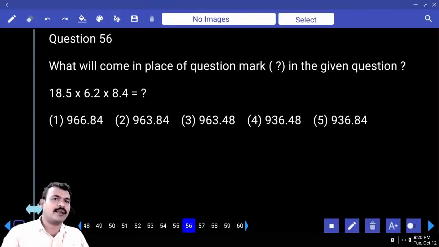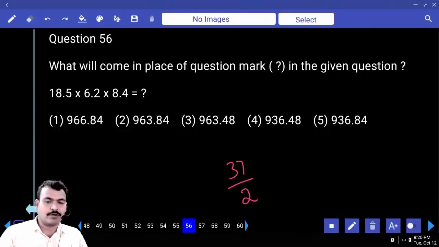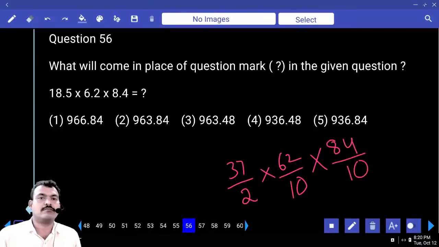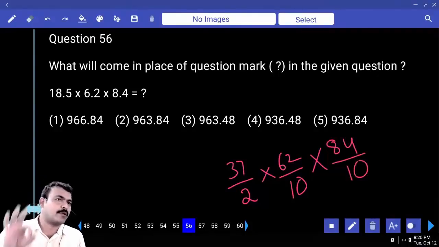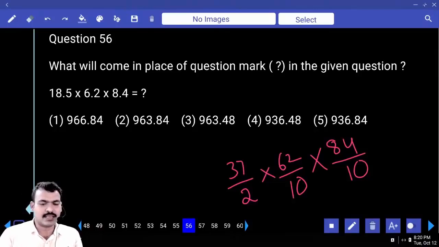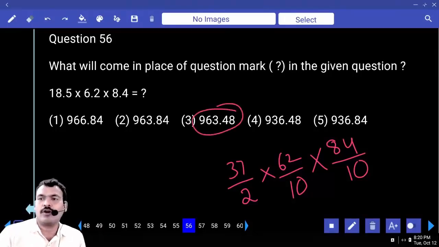It is taking time. 18 and half means how much value? 37 by 2 into 62 by 10 into how much value? 84 by 10 or not? How many times are we multiplying? 2 digits into 2 digits into 2 digits or not? Okay. Just leave the question. Actually, we get 963.48. Units verification also, it will be lengthy.